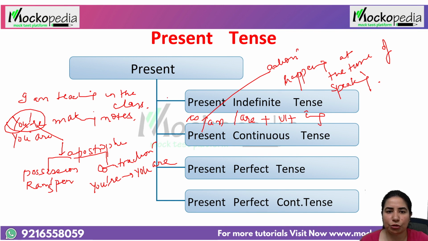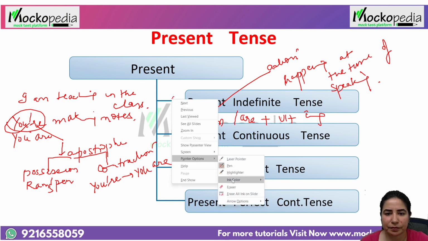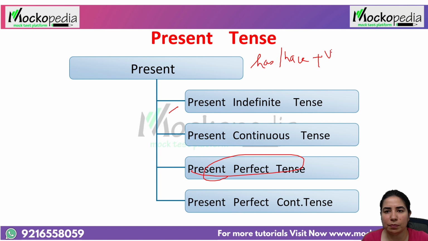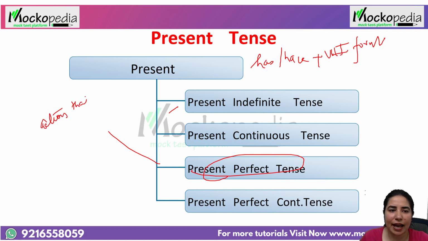So let's move to the next tense, which is present perfect tense. So the formula is has or have plus verb third form. This I've already explained to you in detail, right? So we use present perfect for an action that has been completed in the recent past, just finished action.